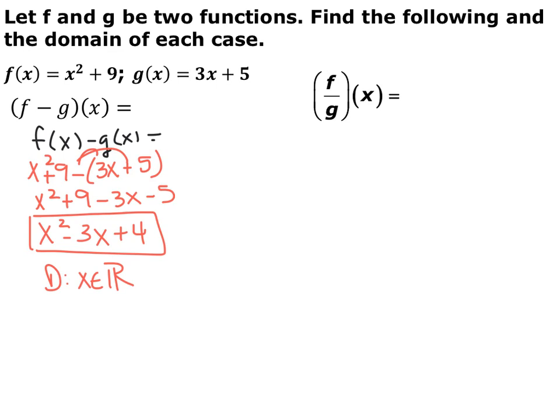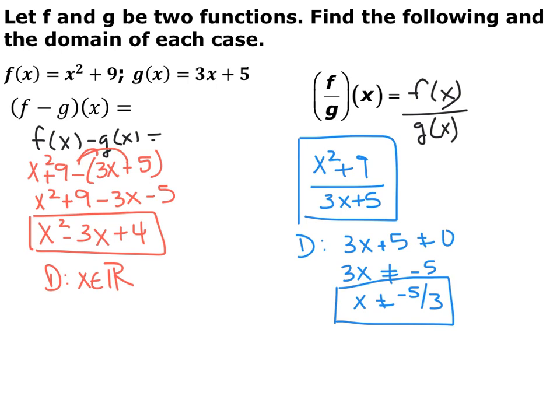So to do f minus g of x, we do f of x minus g of x. So I have x squared plus 9 minus the quantity 3x plus 5. Make sure you distribute that negative all the way through. So you get x squared plus 9 minus 3x minus 5, and then combine like terms, and we usually also write it in power order, so x squared minus 3x plus 4. This is just a polynomial, so its domain is all real numbers. So go ahead and pause the video and try f divided by g of x.